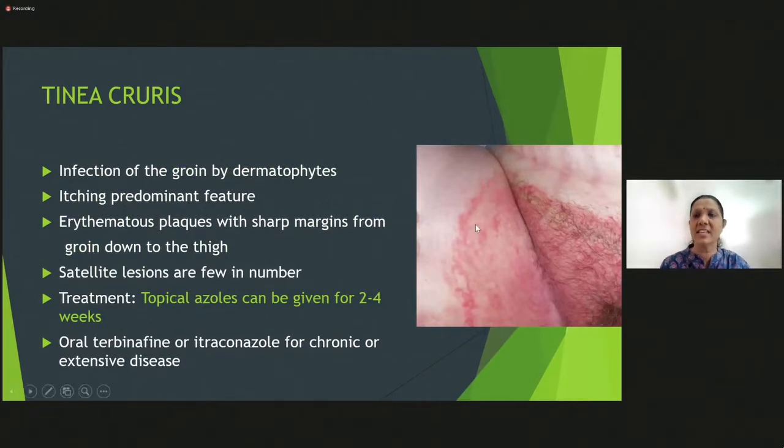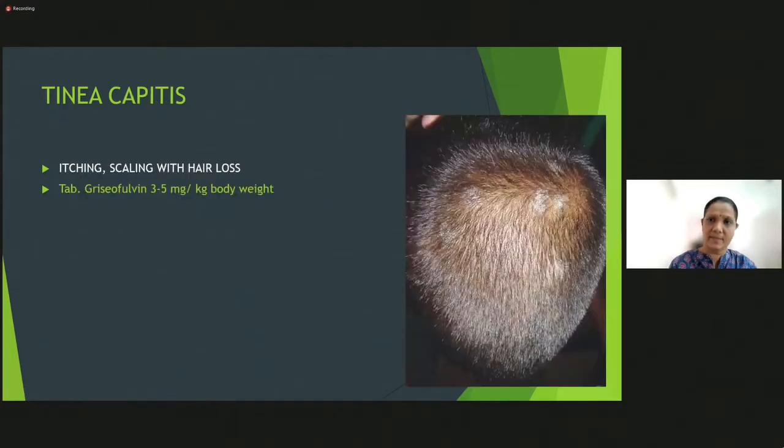The second presentation is when the dermatophyte infection is in the folds. Here you can see the erythema very clearly. Here the skin is very thin, so the erythema is seen well. And this is when the scalp is infected. This happens usually in children. Adults don't usually get tinea capitis. Scaling will be present with loss of hair in the scalp.